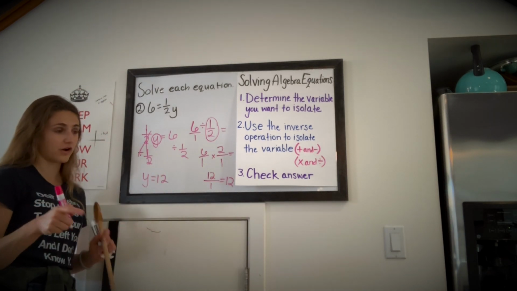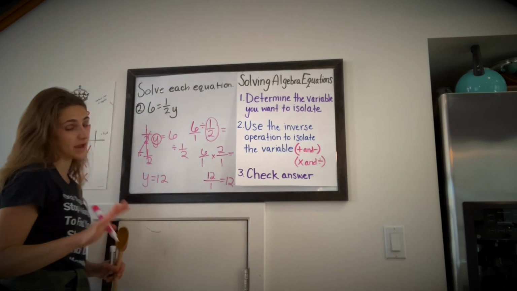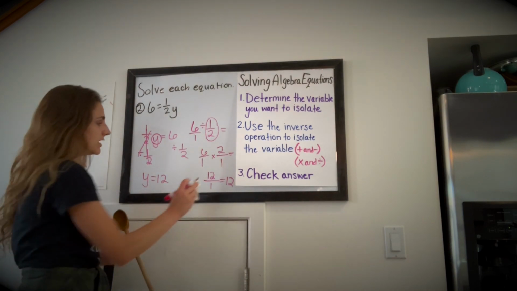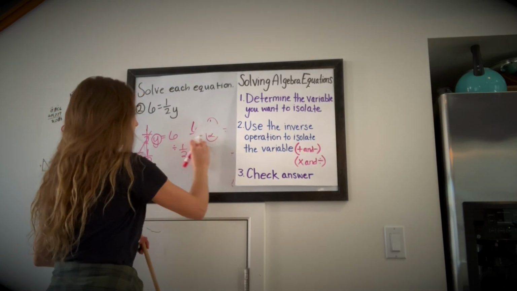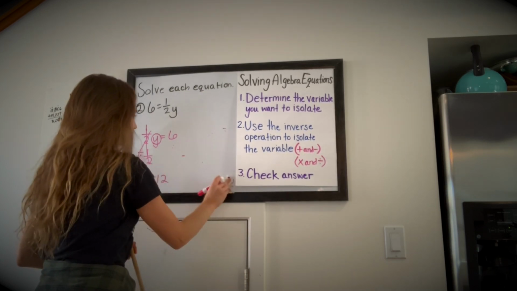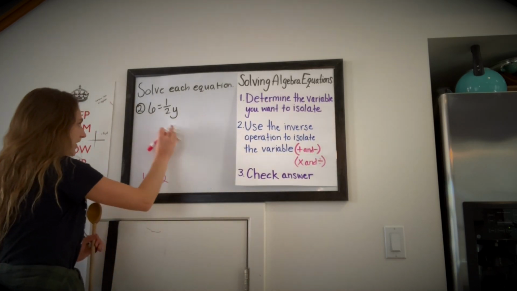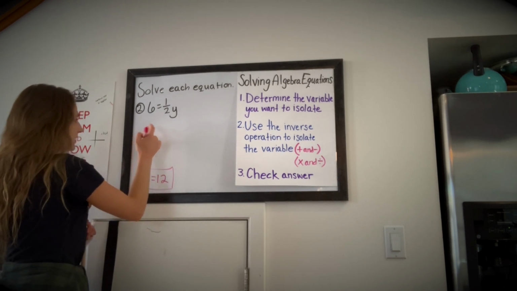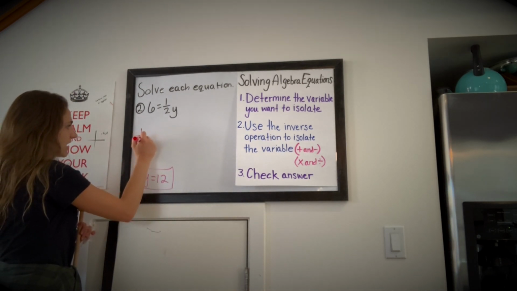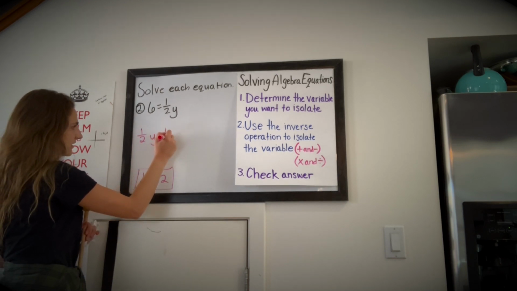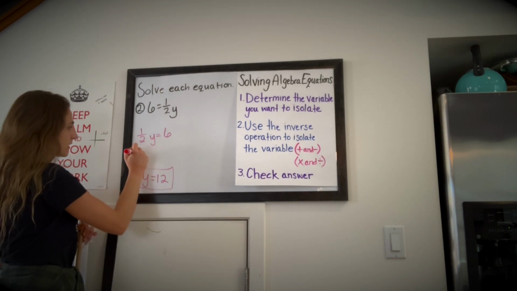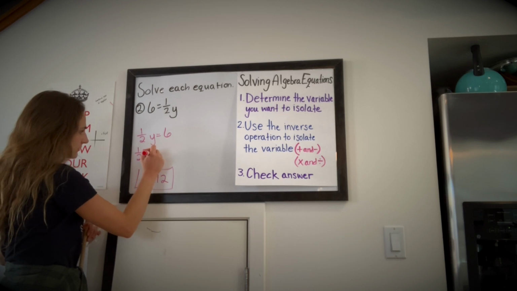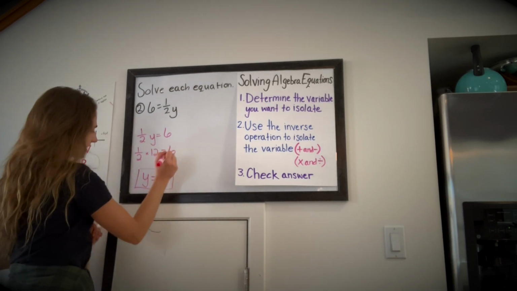However, I don't know for sure until I've checked it. And we just went through a lot of steps, so it's important that we check this problem. All right, so I'm going to erase this so that we have some room to do step 3. So I think y equals 12, okay? That's what I'm checking. So I'm going to rewrite this equation. I'm going to write it as 1/2 y equals 6, and then I'll plug in 12. So I have 1/2 times 12 equals 6, okay?